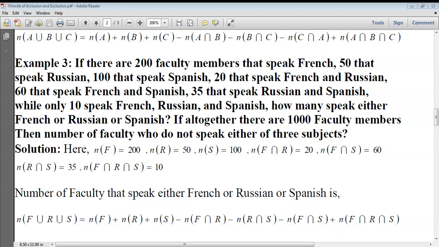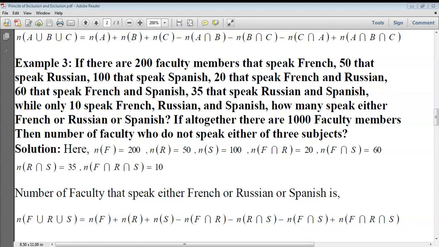Okay, now let us take the example. So there are 200 faculty members who can speak French, and 50 faculty members can speak Russian, 100 can speak Spanish, 20 can speak both French and Russian, and 60 can speak French and Spanish, 35 can speak Russian and Spanish, and 10 can speak all the three languages. Then how many can speak either French or Russian or Spanish? Okay. So the data is represented mathematically: n of F equals 200, and so on, n of F intersection R intersection S equals 10.